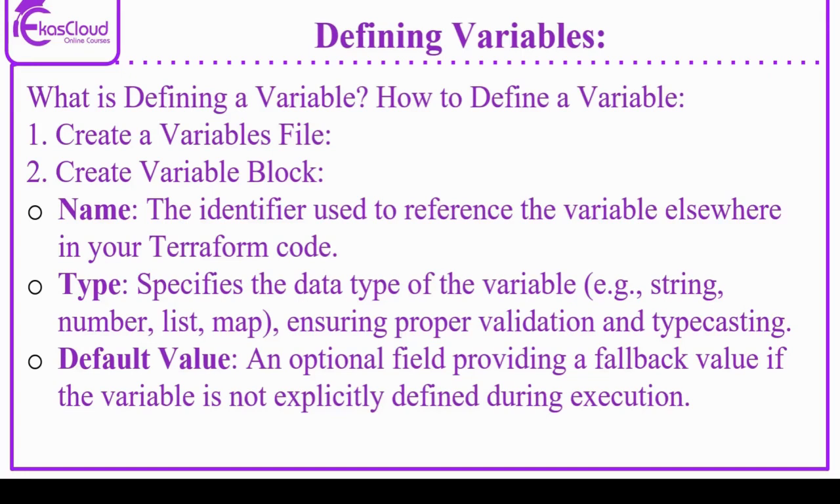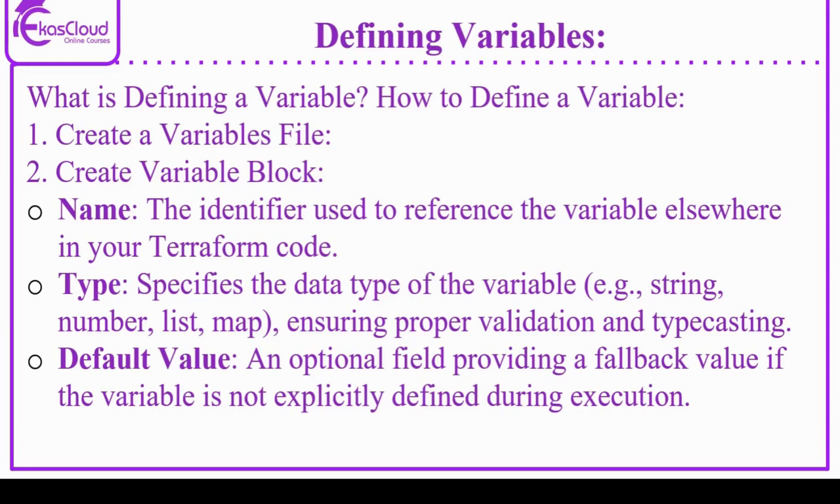First one, create a variable file. Start by creating a new file to store your variables. Conventionally, this file is named variables.tf, but you can choose any name with a .tf extension. Second one, create a variable block. Within the variables file, use the variable block to define your variable.